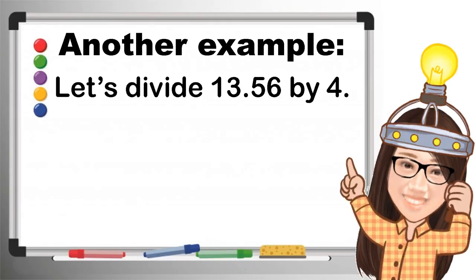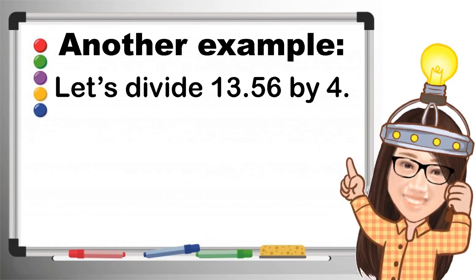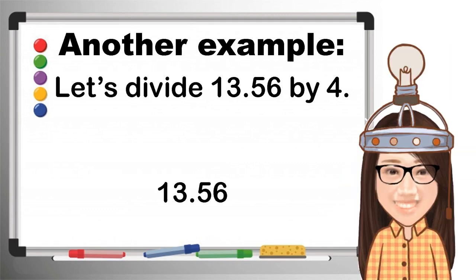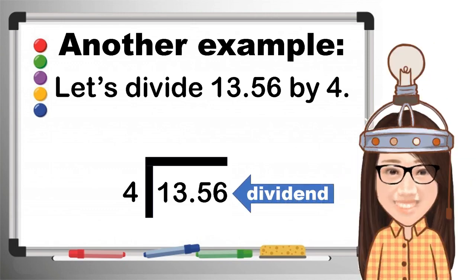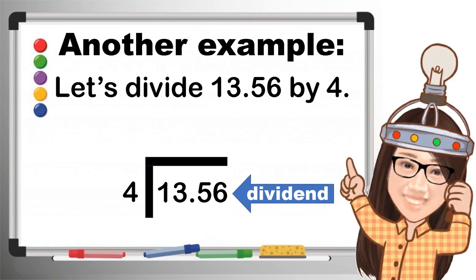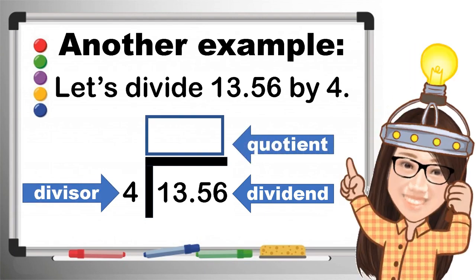Let's take another example. Let's divide 13 and 56 hundredths by 4. 13 and 56 hundredths divided by 4. Let's review the parts. 13 and 56 hundredths is the dividend. 4 is the divisor. And since we're looking for the answer, it is called the quotient.